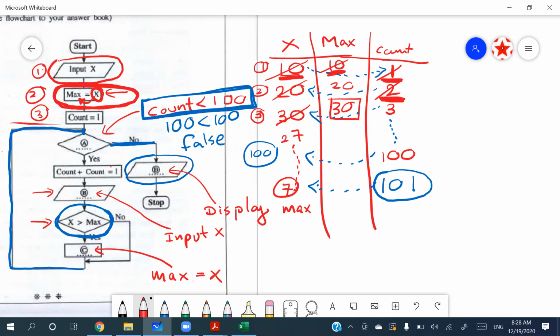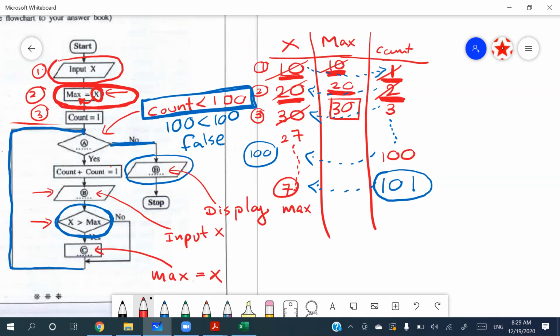Then they are asking for the input. So we are giving 20. In my case, I'm going to give 20. Then it checks whether X is larger than max. So X means 20 now. Max is 10 still. So it is larger than 10. So C says assign X to max. So that means 20 will be assigned.